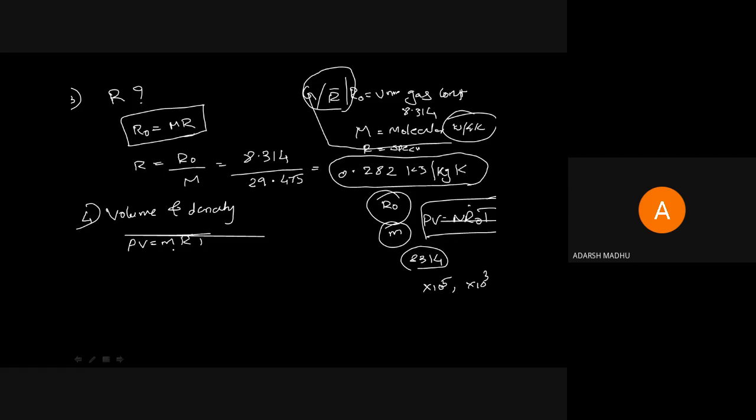PV equal to mRT. P means pressure, V means volume. Pressure is given in your problem. V we want to find out. m is given, the mass of oxygen and the mass of nitrogen are given, and we can add them to get the total mass. R value you already found out. Temperature is also given in your problem. So the only thing you want to find out is the volume, that is mRT by P.